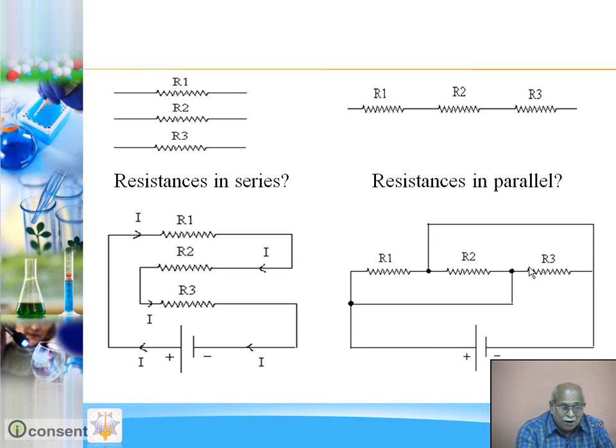Finally, look at R3. One end of R3 comes to positive terminal of battery. Other end of R3 goes to negative terminal of the battery. So once again, PD across R3 is same as PD between terminals of the battery used.